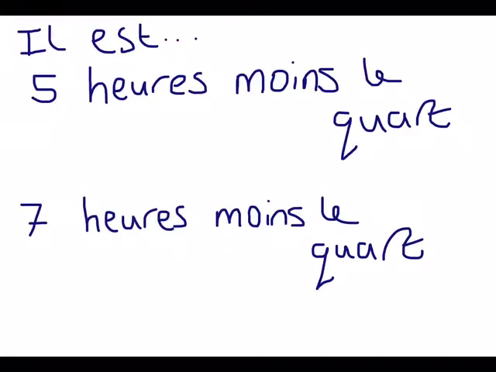If you want to say it is quarter to the hour, you need to use the phrase moins le quart. Now, moins means less and le quart, quarter. So, my example time, il est 5 heures moins le quart, literally means it is 5 hours less a quarter. So really it's 4:45 or quarter to 5. My next example, il est 7 heures moins le quart. It is 7 o'clock less a quarter, so it's 6:45.